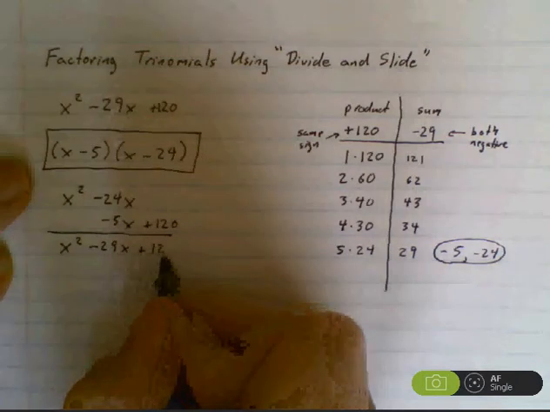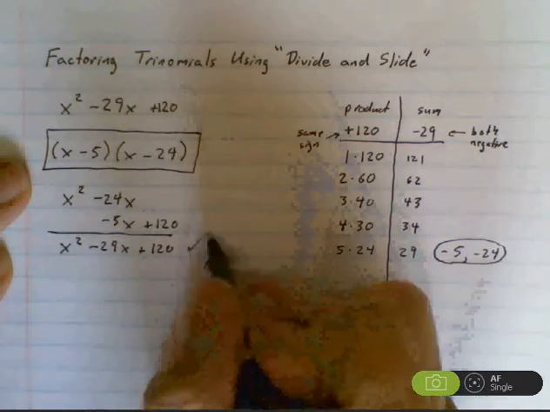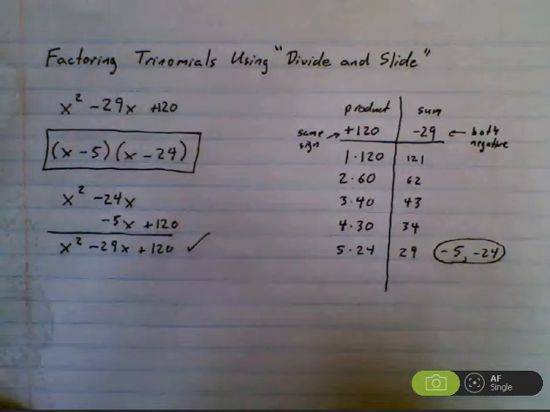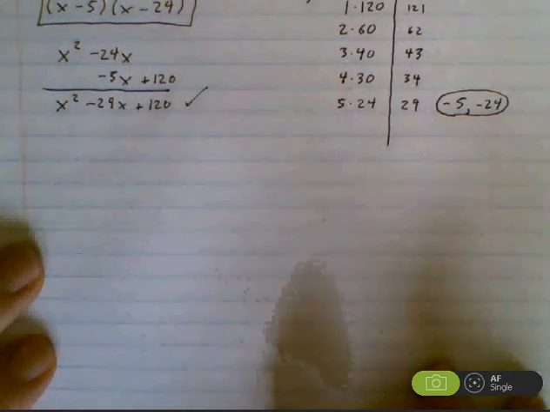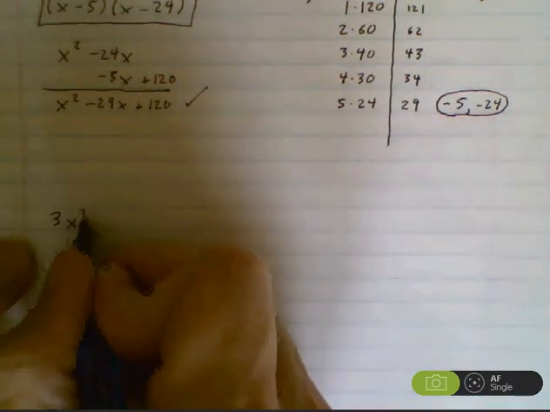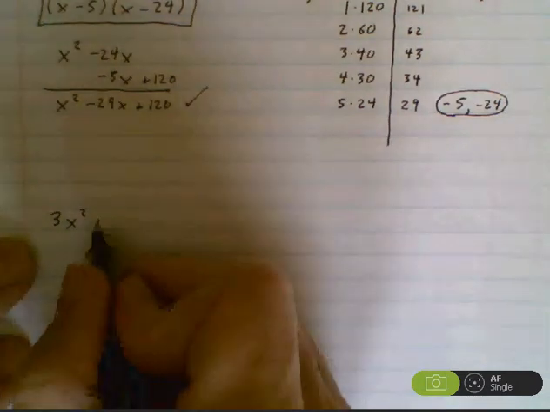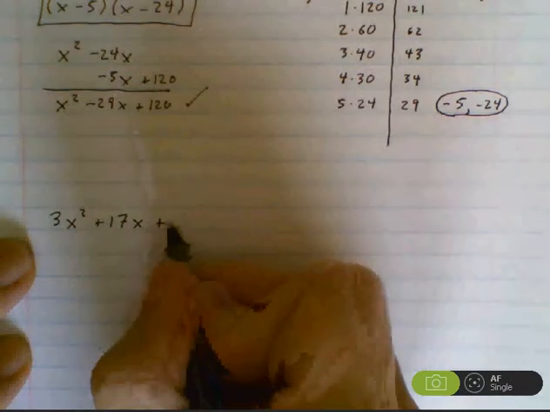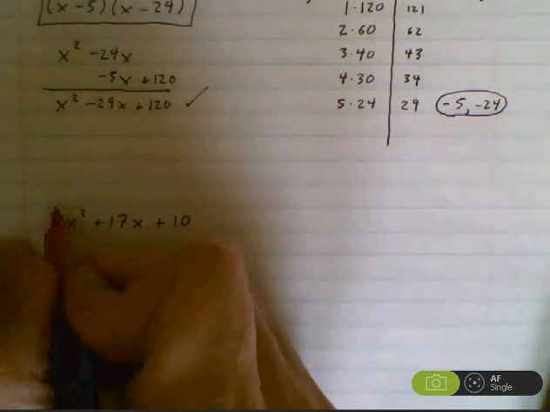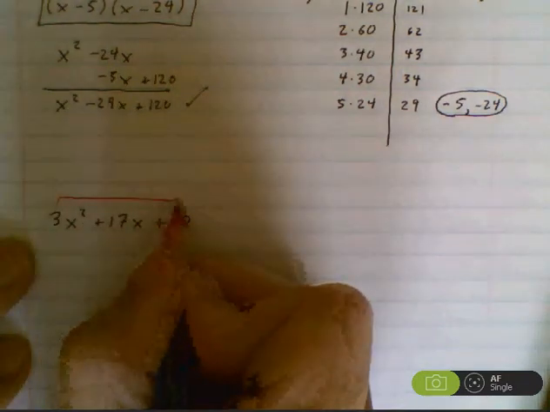Let's look at the divide and slide method. The divide and slide method is especially useful when the leading coefficient is not equal to 1. Here's an example. 3x squared plus 17x plus 10. Start by multiplying the leading coefficient times the constant term. Here, 3 times 10 is 30.